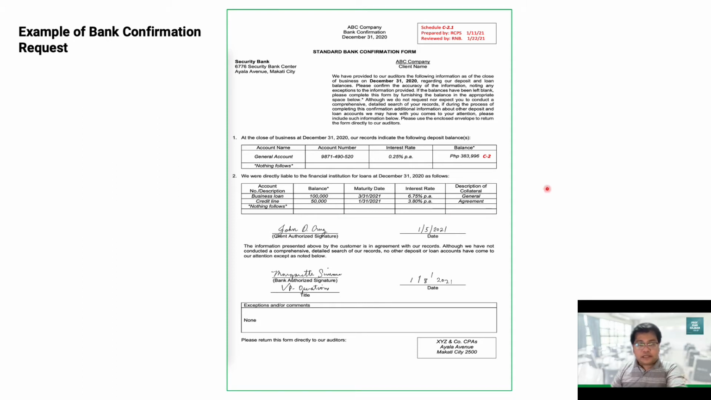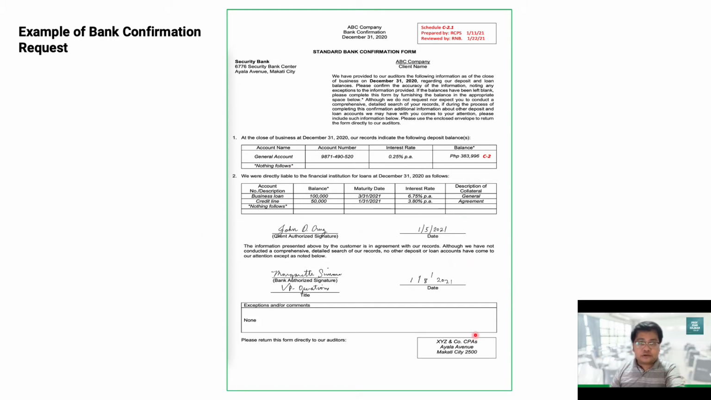Normally, what we do is ask the client to accomplish the form, because we will be asking for information about our client. So we must be authorized to obtain information about our client from the related third party. Okay. So in this case, there is a proper authorization from the client.